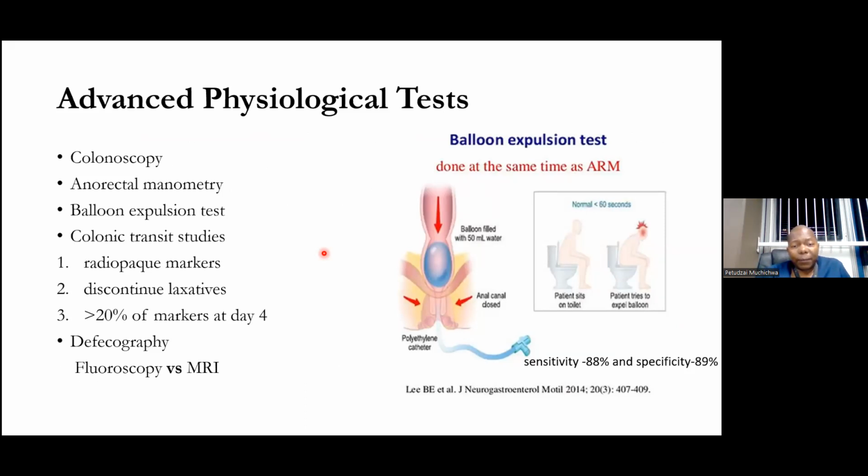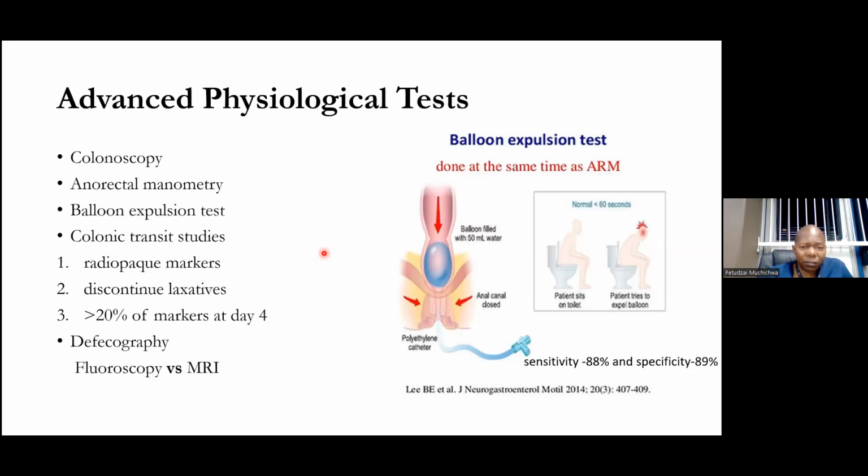So after performing clinical examination, we often go to physiological testing, but to start with, what we have mostly at our disposal is colonoscopy, which we do for patients above 45. In patients below 40, a sigmoidoscopy may be adequate, but full colonoscopy is advised if there are alarm symptoms, as alluded to earlier. Then we also perform anorectal manometry.